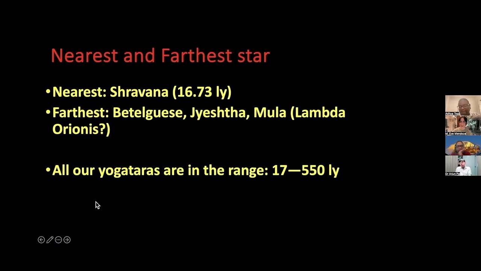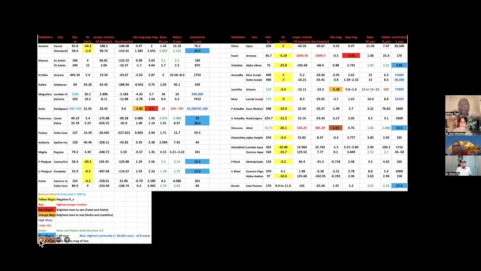Shravana, as you said, is the closest. What comes immediately after Shravana? The second nearest, you're asking. You have to find it in this table. I did not mark which is second. Punarvasu is 33. Uttara Falguni is 35. Swati is 36. Okay, interesting. Uttara Falguni is 35 actually. Shravana is actually 16, so that's much closer.